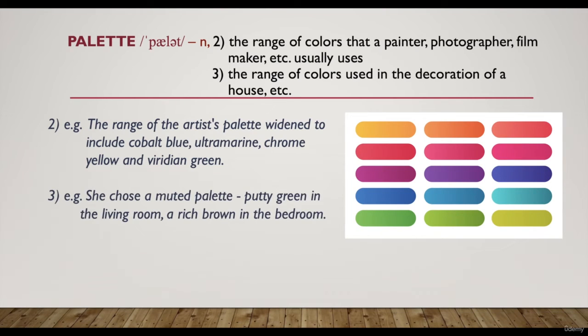And another example: She chose a muted palette, putty green in the living room, a rich brown in the bedroom. So you can see that here the colors are used to talk about the decoration of a house. And another one: I love this quilt. The color palette is soft and soothing. So the range of colors of this quilt is soft and soothing.